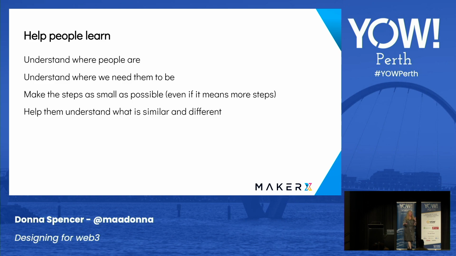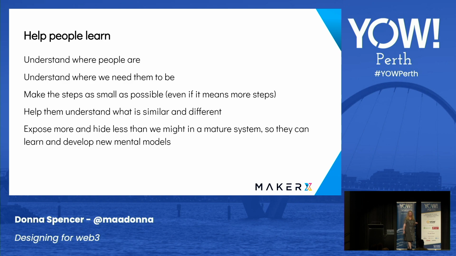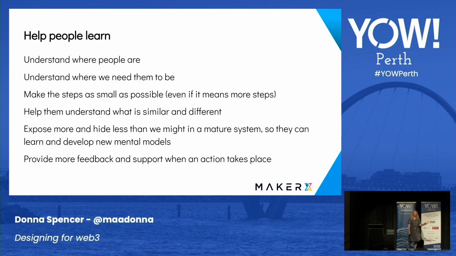We need to help them understand what from their old world is similar and different to the new world. And we might expose more and hide less than we would in a mature system in order to help them learn those things so that they can start developing the mental models they need. We also might want to provide more feedback and support. Not just you've made an offer on a cool cat thingy, but what does that mean?